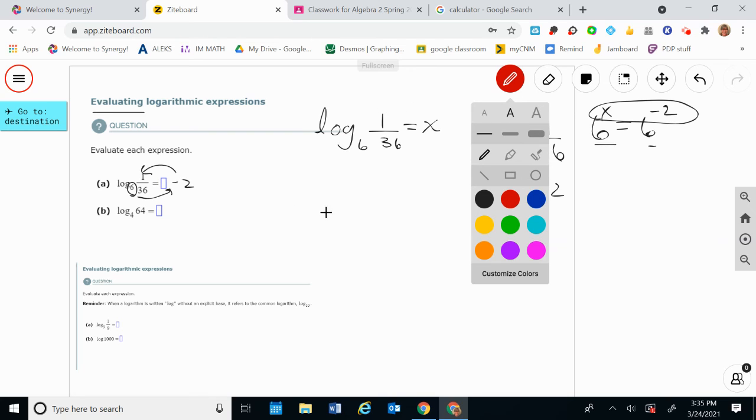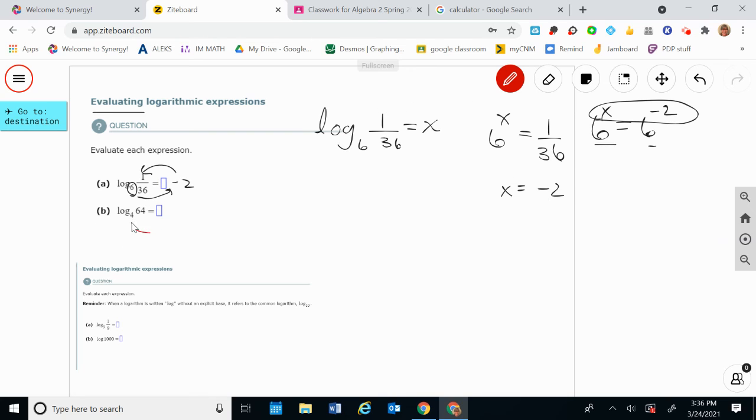Take a look at the next one. It's basically saying 4 to the what power equals 64. And the answer is 3. 4 to the third power equals 64. If you were me and you were a little kid, you would put 4 to the x equals 64. 4 to the x equals 4 cubed. And then I would know x is equal to 3.